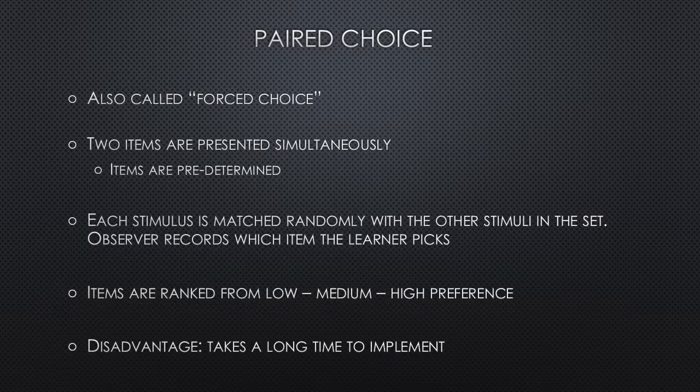You need to systematically match in a random order each set of stimuli, so that each of them are paired with each of the other stimuli. This will help you to rank them. One benefit of this method is that you will have a very clear hierarchy. There will be a low, a medium, and a high preference item determined.